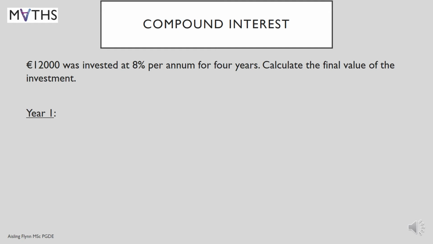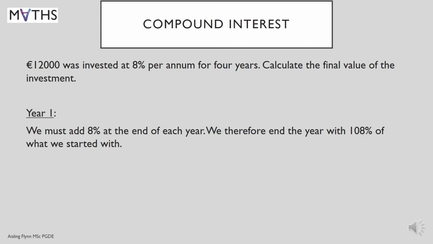So let's take year 1. We must add 8% at the end of each year. We therefore end the year with 108% of what we started with. Whatever your preference is for working with percentages, you can use the fraction method. So €12,000 by 108% gives you €12,960. So you end up with more than what you started with, 8% more.